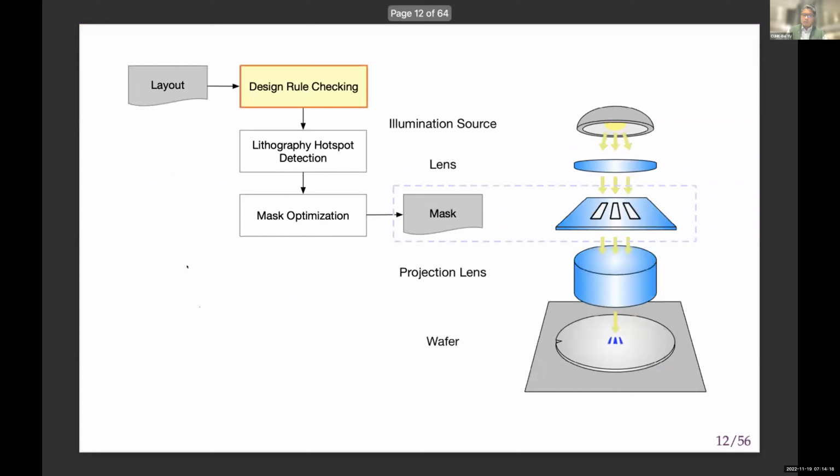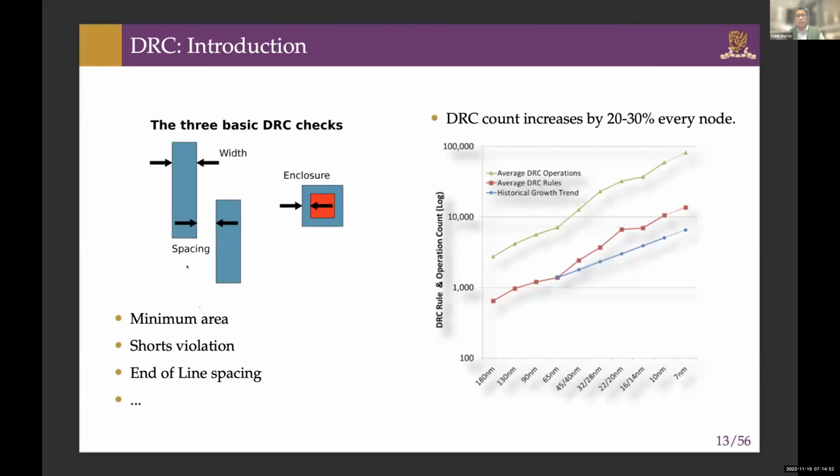For design rule checking, it's a stage carried out in the design house, and typically they will have a very detailed script describing the rules provided by different foundries, and an EDA tool reads the rule description and scans the whole layout to check whether all the rules are satisfied. There are many rules. Typically, rules include width check, spacing check, enclosure check, and many others. And we know that the number of design rules can increase by 20 to 30% every node. Therefore, design rule checking is a kind of burden to the design house. It's very time consuming.